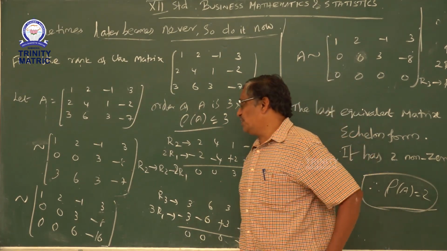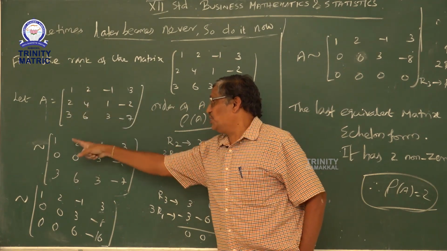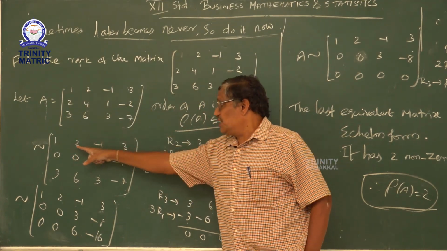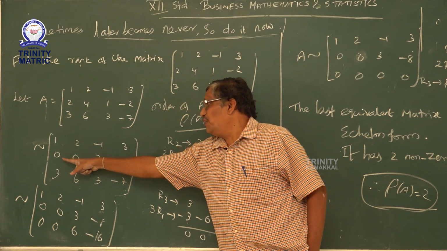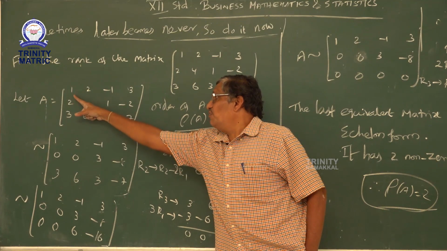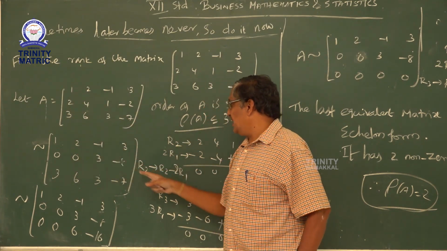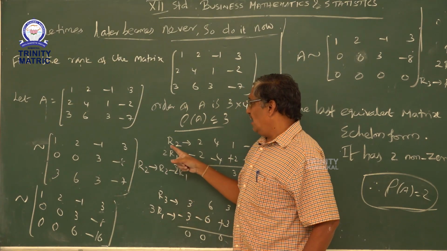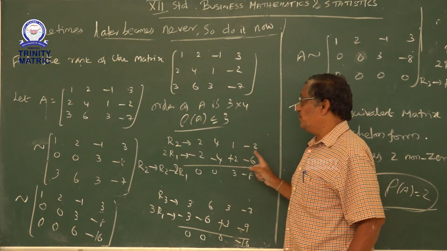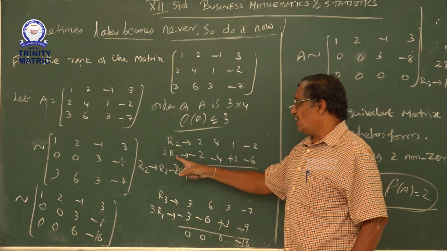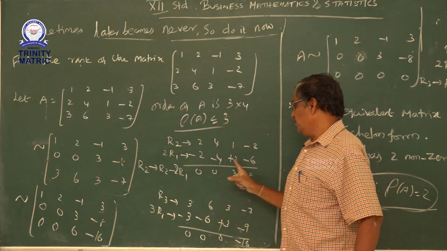How do we do the elementary operation? The first row, I am not disturbing. Here the first element is 1, that's good for us. We have to make the entry below the 1 a 0. So, for that we do an elementary operation. R2 as it is: 2, 4, 1, minus 2. I am multiplying R1 by 2, so what will become? 2, 4, minus 2, 6.